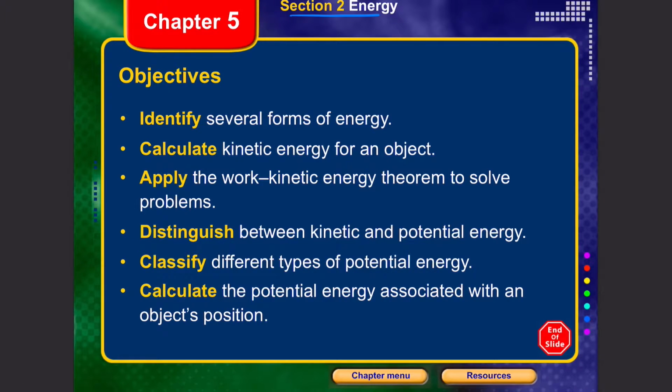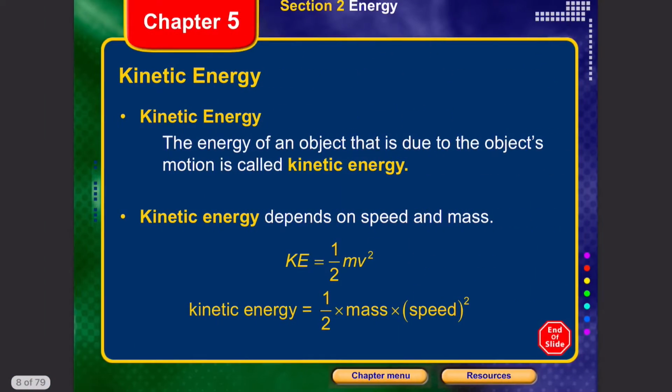So the objectives here are to identify several forms of energy, calculate kinetic energy, apply the work kinetic energy theorem, distinguish between kinetic and potential energy, and classify different types of potential energy. Finally, to calculate the potential energy associated with an object's position. So let's start with kinetic energy.